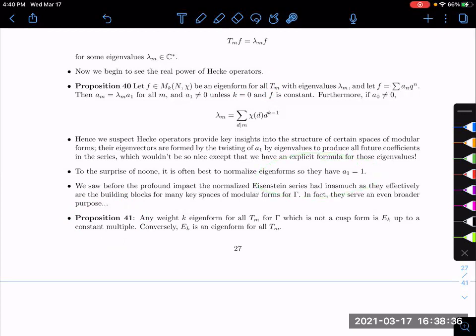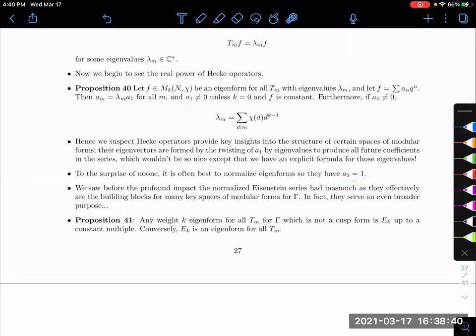eigenforms are normalized. What I mean by that is you want the first coefficient to be 1. We already talked about this when we talked about modular forms. We talked about normalizing modular forms in general, so it should be no surprise to you that we want to normalize eigenforms a lot of the time.